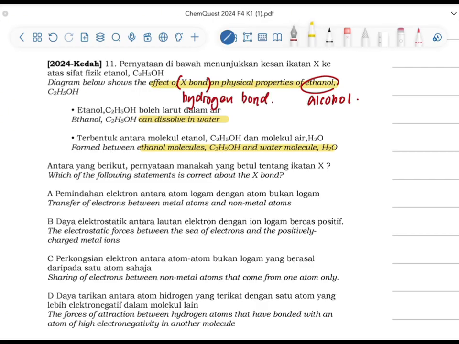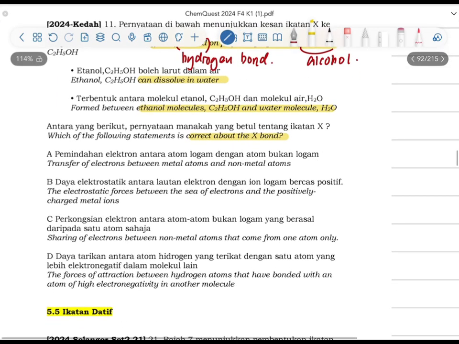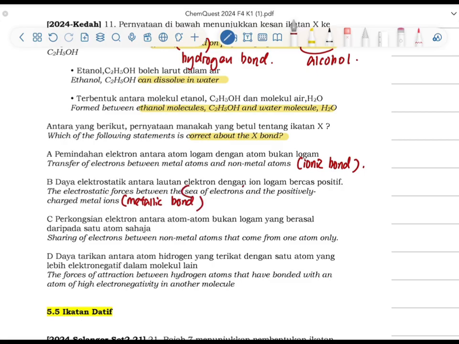So let's find what is correct about the X bond. Transfer of electrons between the metal atoms and non-metal atoms. No, this statement is telling us this is an ionic bond, but it is not. And then the electrostatic forces between the sea of electrons and the positively charged metal ions. No, this is the metallic bond.